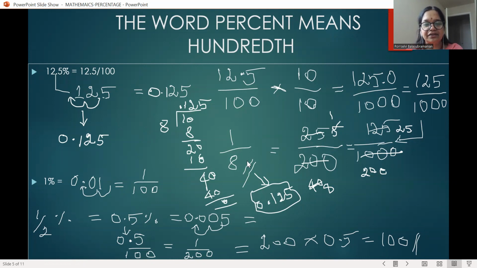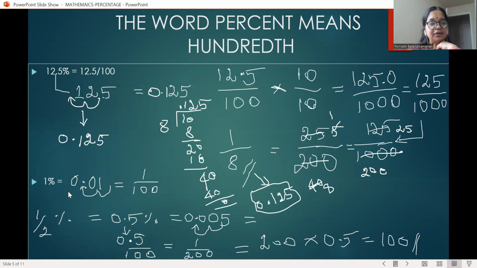So I want to check. Now I got the value in the fraction form, right? I want to check whether the value is correct or not. So I'm dividing 1 by 8. Okay, so I got the value 0.125. So whatever I got by moving the decimal places towards the left hand side from the percentage value, I checked here at the end. So I got 0.125.